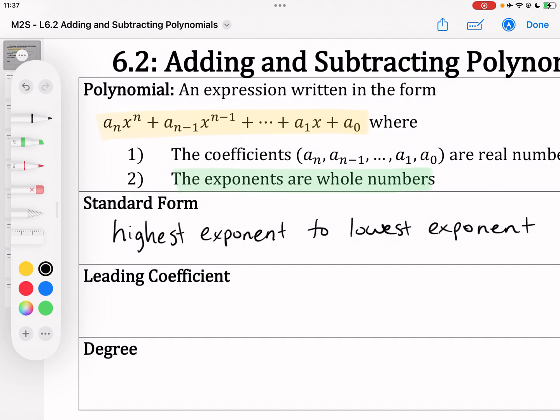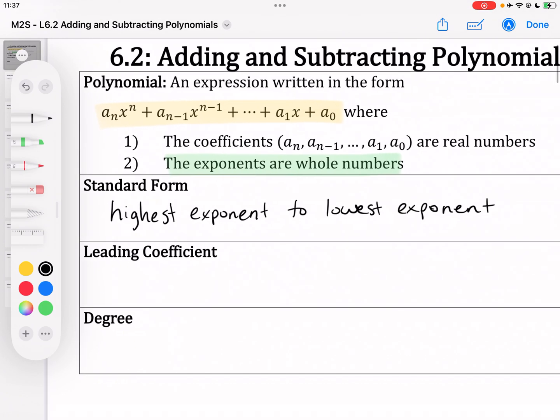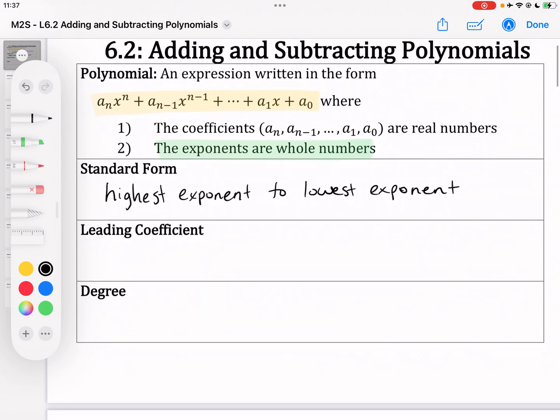The next thing I want to make sure you're aware of is what's called a leading coefficient. I'm not going to ask you to name the leading coefficient, but I might use that term. A leading coefficient is the first coefficient, or first number in front of the variable, when you're in standard form. Like I said, I might use that term, but it's not something I'm going to ask you to identify in this context.